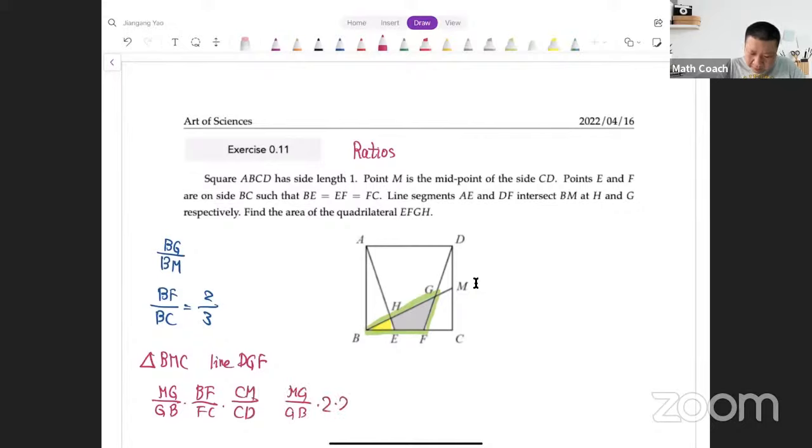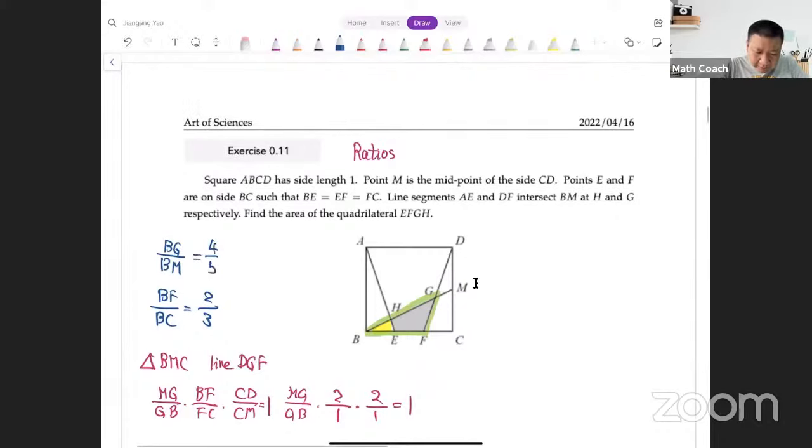BF over FC, sorry, what is that? BF over FC, so 2 over 1, and then MG over GB, and then CD over CM. Oh, sorry. So CD over CM equals 1, right? So 2 times MG over GB equals 1. So now we know MG over GB is 1 over 4. So for this, what we have is 4 over 5, right?